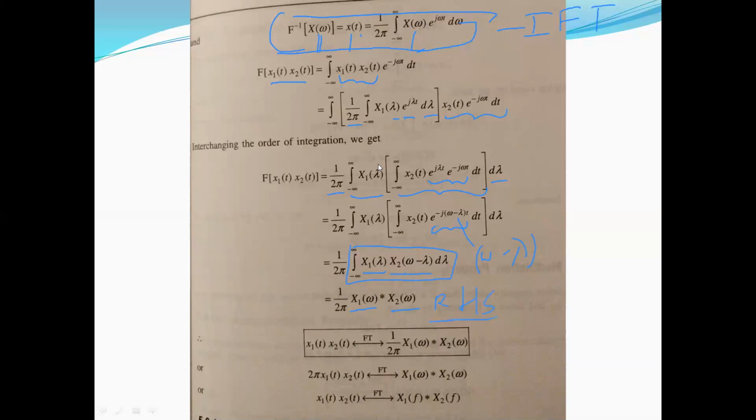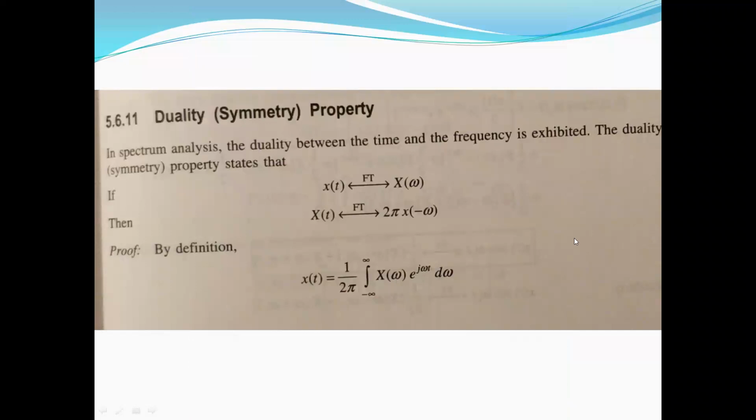Hence we got the LHS equal to RHS according to the formula, that is this one. Hence it is the proof of the convolution, that is the frequency convolution theorem. So that is the property called the frequency convolution theorem. Coming to the next property, the duality property.